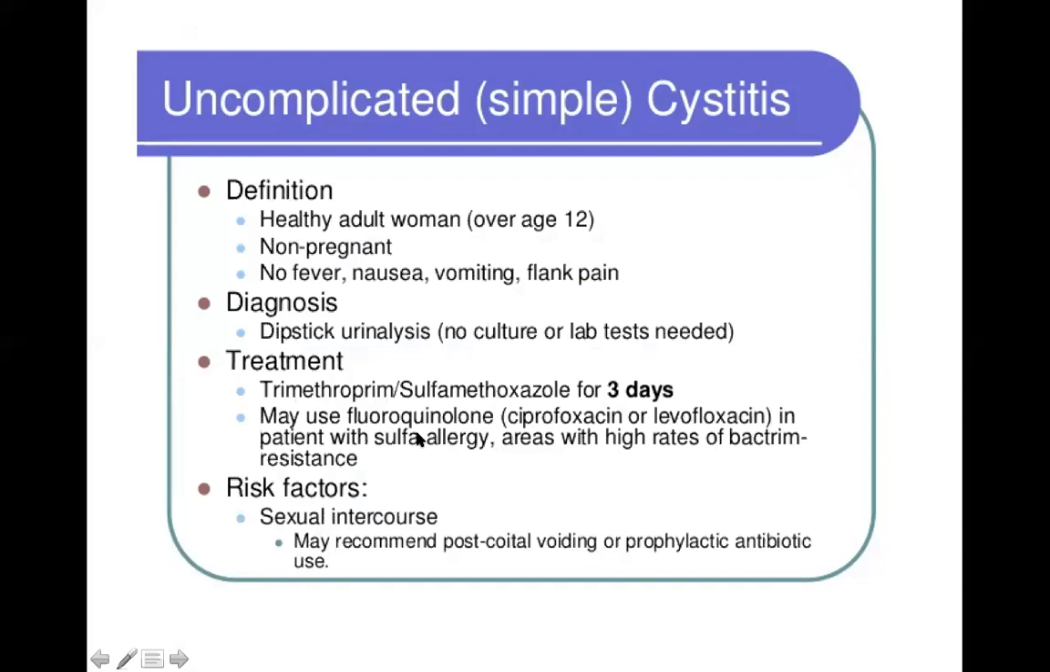So again, going back to uncomplicated or simple cystitis, which is what this patient had, it by definition occurs in a healthy adult woman who is a premenopausal female above the age of 12, who's non-pregnant, and who doesn't have classic symptoms of upper urinary tract involvement, such as fever, nausea, vomiting, or flank pain. Anybody with these symptoms, that suggests that the urinary tract infection is not confined to the bladder. It is probably going above the bladder, involving the kidney as well.